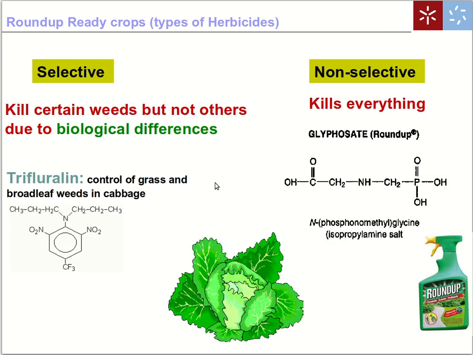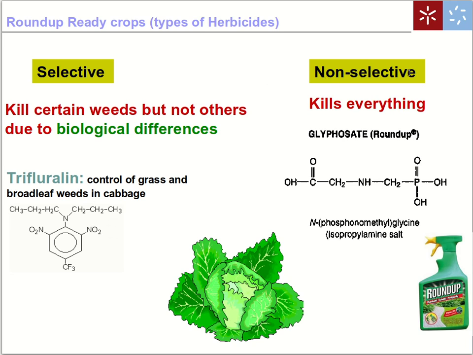I will now switch focus to Roundup ready crops, and I will start talking about herbicides, different kinds of herbicides. There are selective and non-selective herbicides. The selective ones kill certain types of plants, but not others, depending on biochemical differences in their metabolism. As you know, we divide plants into crops that we want and weeds that we don't want. And there are many examples of selective herbicides that will kill weeds but not crops, depending on what actual plants we are using.